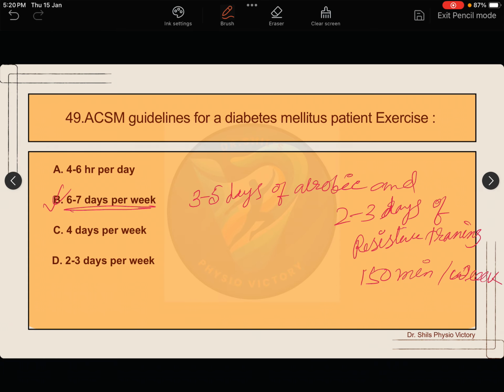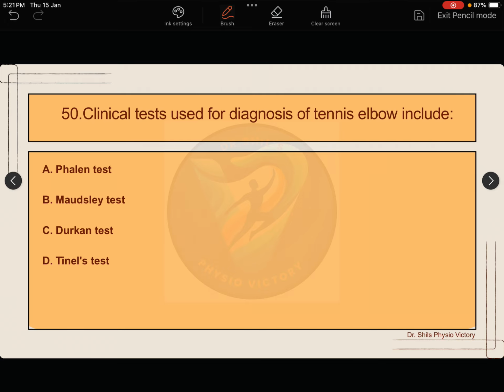Next, come to question number 50. Clinical tests used for diagnosis of tennis elbow includes option A, balance test, option B, Maudsley's test, option C, Durkan test, option D, Tinel test. Here the correct answer is option B, Maudsley's test, because other three options are used for basically CTS or carpal tunnel syndrome.